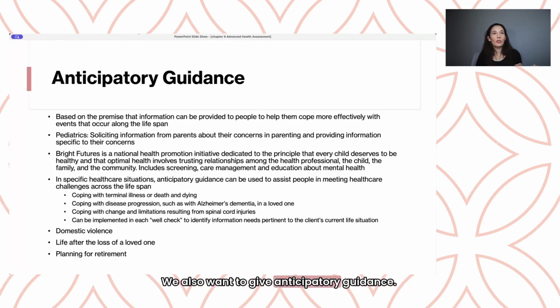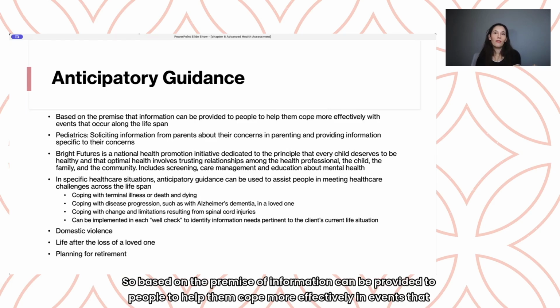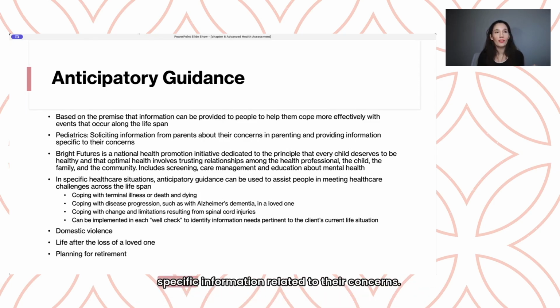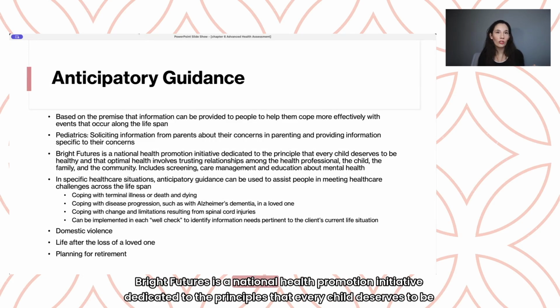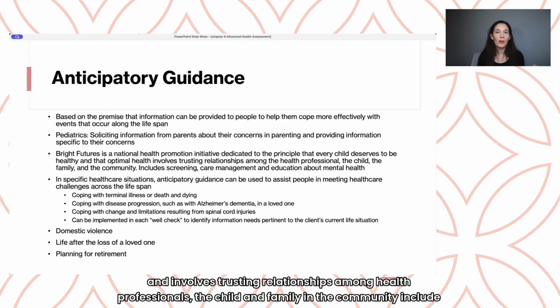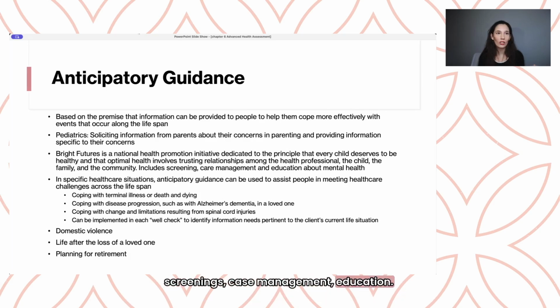We also want to give anticipatory guidance. It is based on the premise that information can be provided to people to help them cope more effectively in events that occur along the lifespan. In pediatrics, this means soliciting information from the parents about their concerns with parenting and providing them with specific information related to their concerns. Bright Futures is a national health promotion initiative dedicated to the principles that every child deserves to be healthy, and involves trusting relationships among health professionals, the child and family, and the community, and includes screenings, case management, and education.